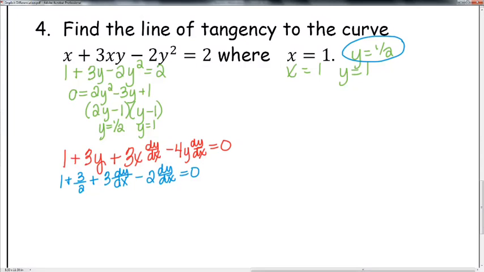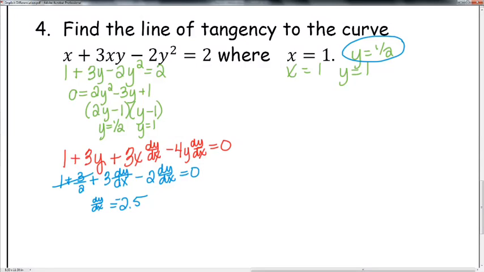So 1 plus 3 halves, so that's 1 plus 1.5. That will give me 2.5. I'm going to move it to the other side, so I have equals negative 2.5. You guys like decimals. And finally, so these guys are gone. I have 3 dy dx minus 2 dy dx, which just gives me 1 dy dx. So I have dy dx, so one of the m's is negative 2.5.